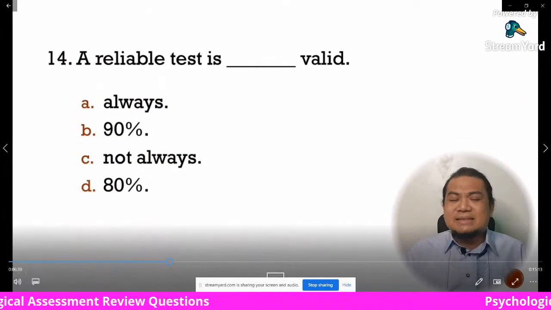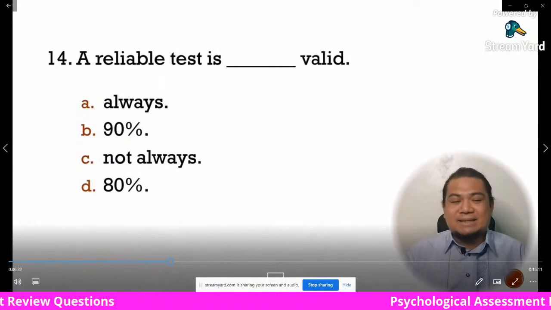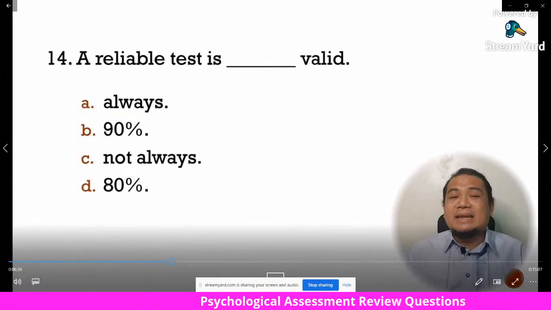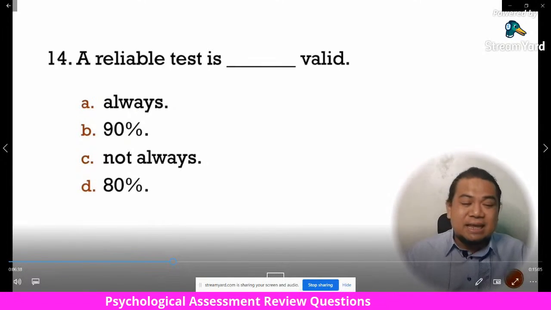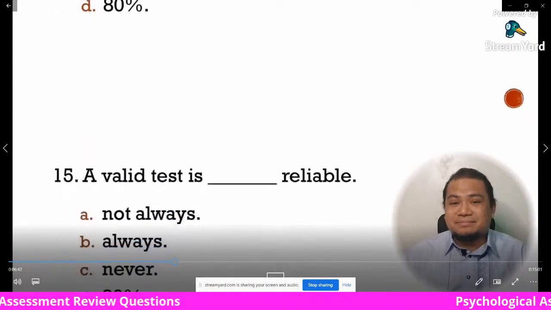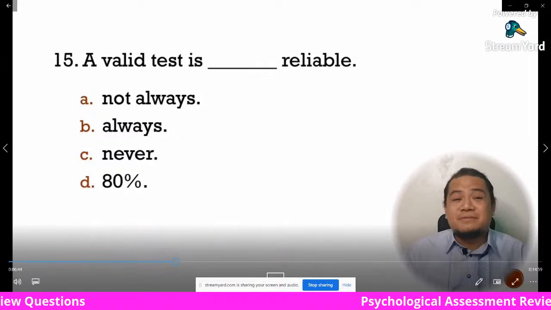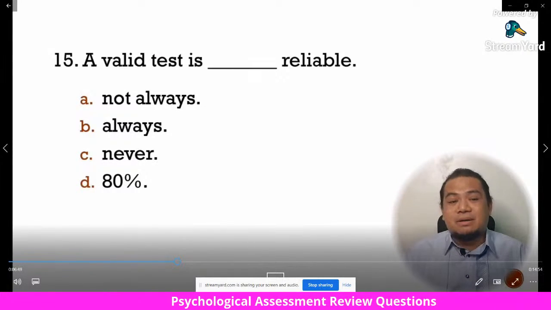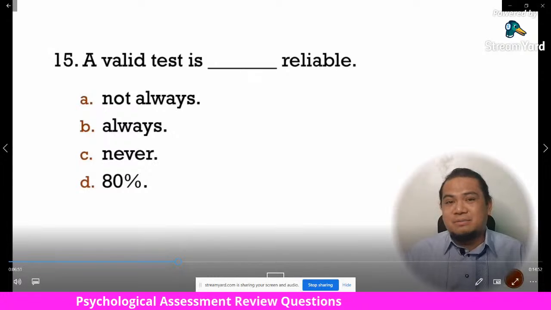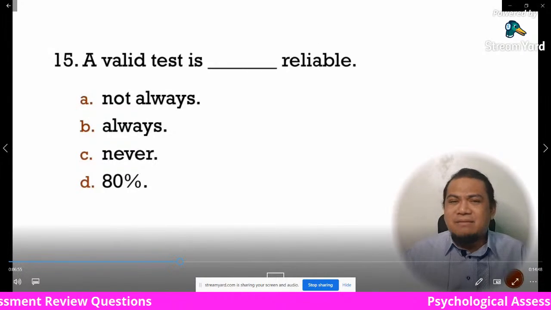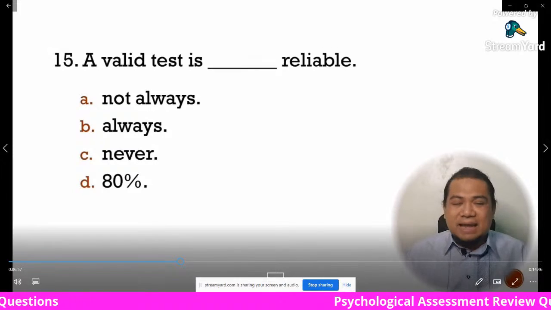14. A reliable test is blank valid. A, always. B, 90%. C, not always. Or D, 80%. And number 15. A valid test is blank reliable. Is it A, not always? B, always. C, never. Or D, 80%.